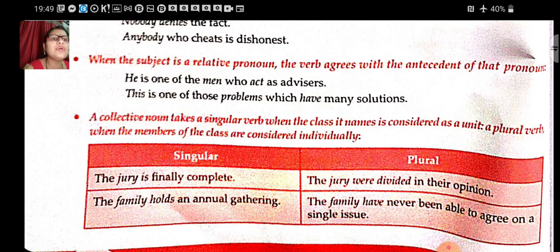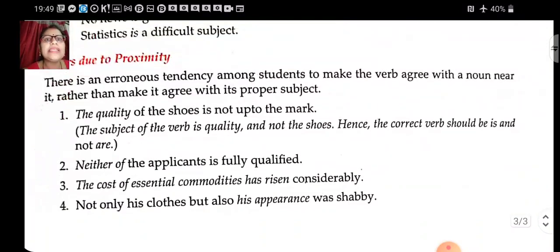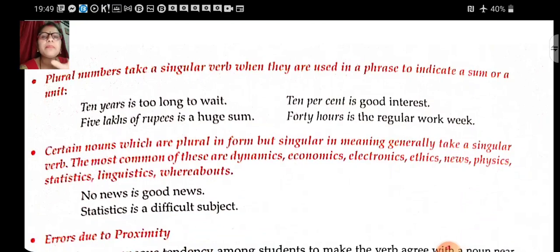It totally depends upon how the sentence is written, then you will understand your points. Okay, let's move forward. Plural numbers take a singular verb when they are used in a phrase to indicate a sum or a unit. 10 years, it's a combined thing. 10 years, the whole 10 years they are talking about.